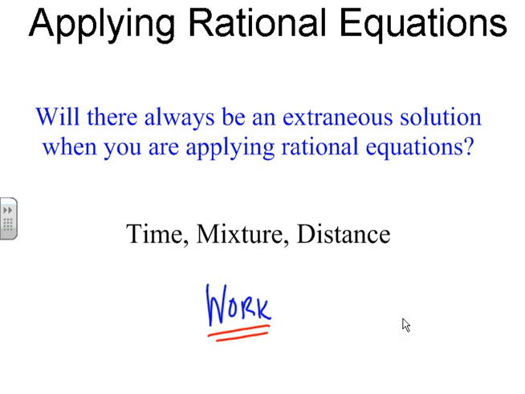We have this question: will there always be an extraneous solution when you're applying rational equations? Well, more than likely there will be, because if you have things that are going to x squared, and you're solving, that means you're going to get two possible solutions. But we know in the real world it's impossible to have two solutions to a problem. There's really only going to be one solution, like how much time it takes for you to do something. It doesn't take two different times to do something.